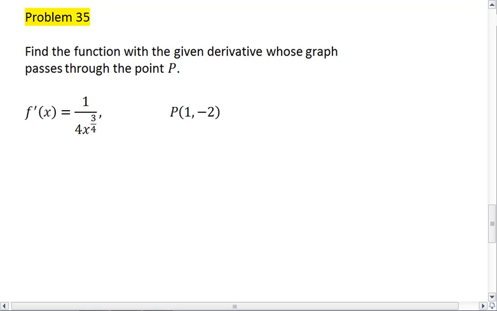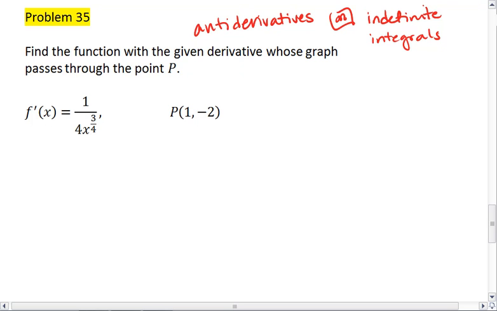Problem 35 is where we start to look at what are called antiderivatives, or they're also called indefinite integrals. What this means is that we go backwards. Basically, we have a derivative and we want to know what the original function would have to be. This is what problem 35 is asking for.